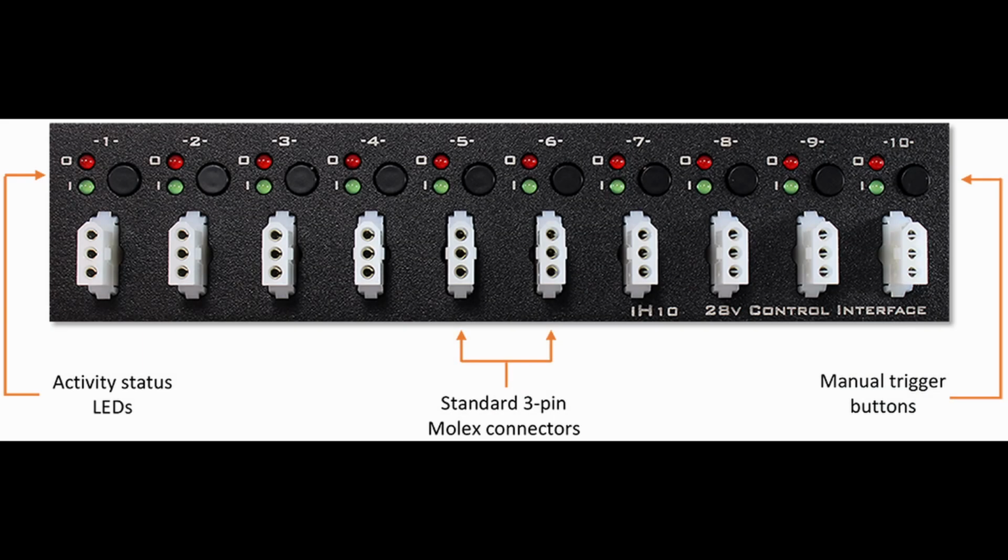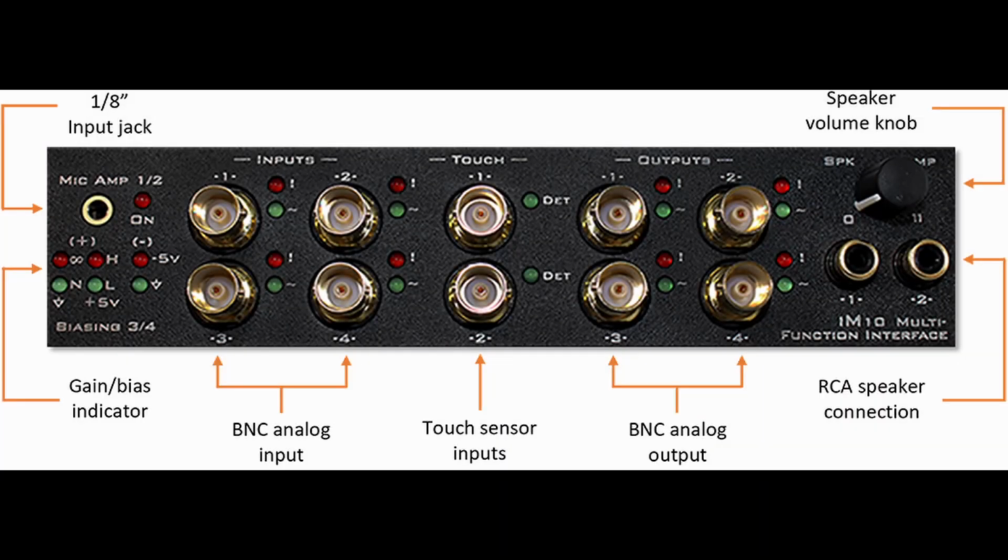The IH10 connects to 28-volt cage elements from Metassociates and Lafayette. This would include common elements like lever presses, pellet rewards, and nose pokes. The IM10 module handles analog signals, like generating auditory cues or floor shocks, recording microphone inputs, and capturing touch sensor inputs. This tutorial uses the IH10 module.